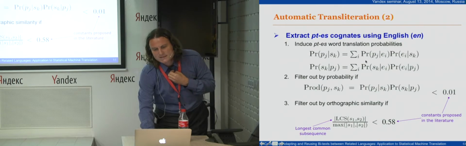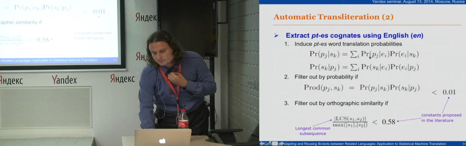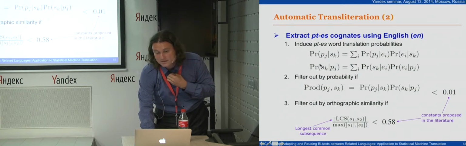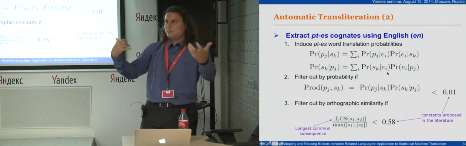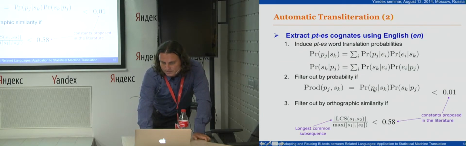And then, under some independence assumptions, you can calculate the probability that this Portuguese word is a translation of this Spanish word, when you marginalize over all possible English words. I mean, you have this Portuguese word translated as those 10 English words, and this Spanish word translated as those 10 English words, and then you can calculate this sum and come up with some probability. And of course, you can calculate it the other way, because those are conditional models. And then what we want is this product, and you want to filter those that have a very low probability.